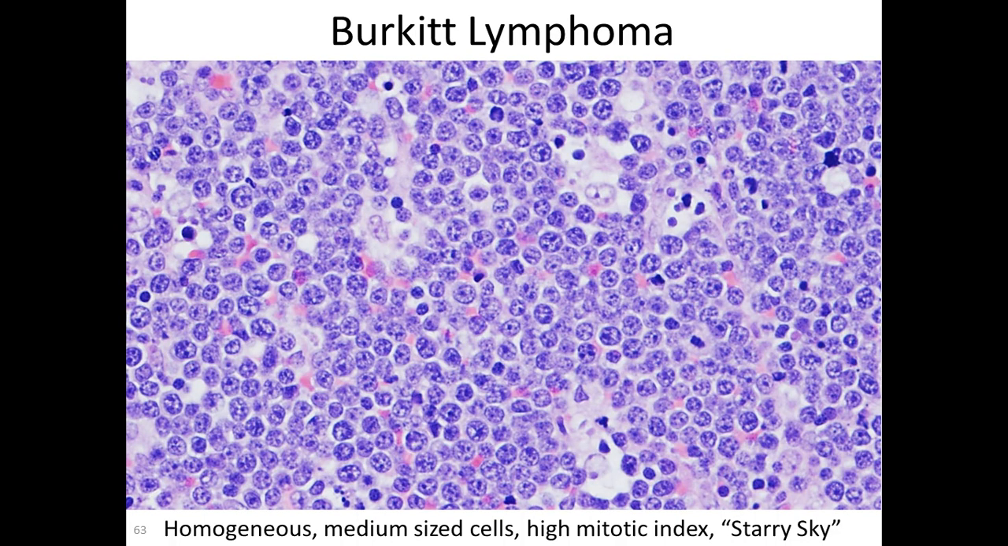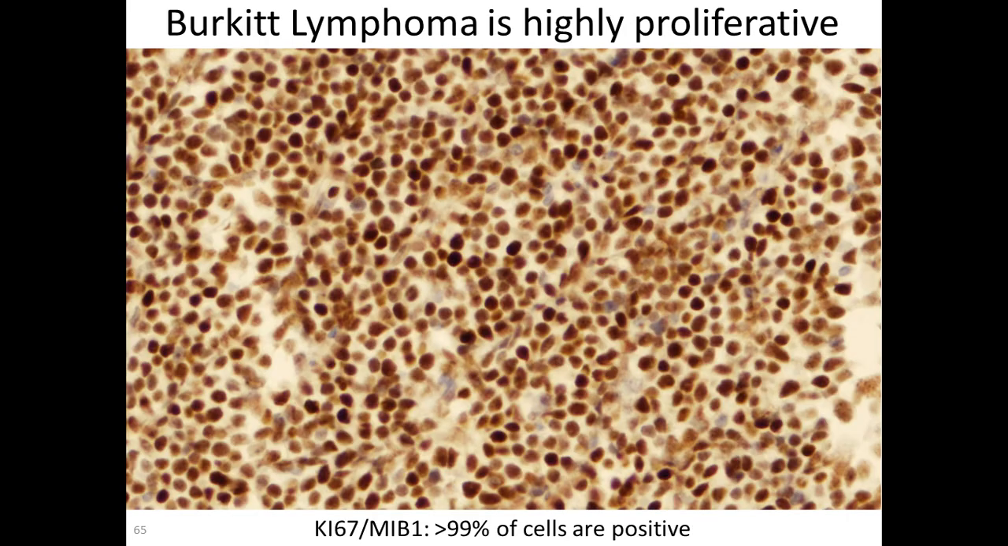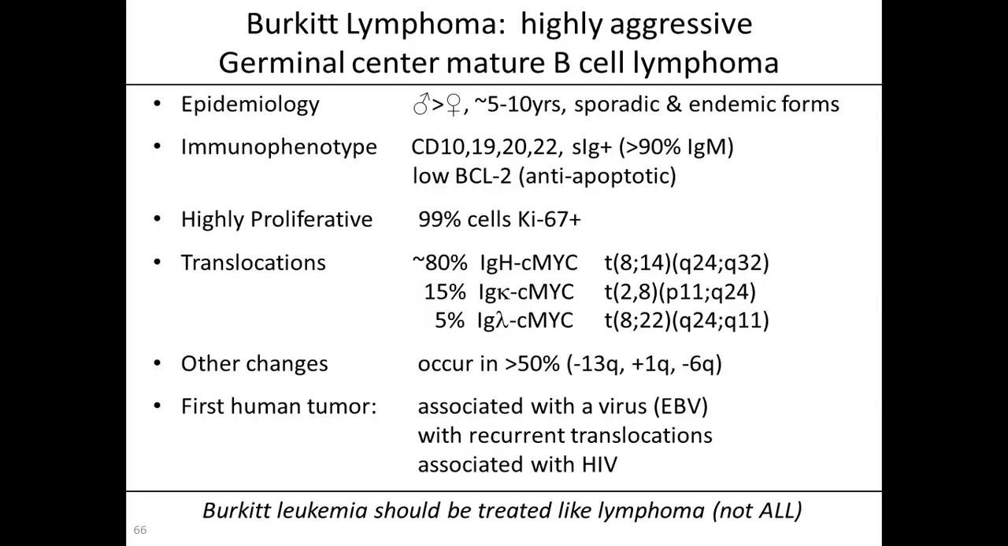Burkitt lymphoma, this is the classic Van Gogh starry sky. You can see sheets of round blue cells that are medium-sized. They have a high mitotic index, and then they've got these little stars in the sky where macrophages are eating apoptotic debris. This is Burkitt lymphoma in the bone marrow. Again, you see the stars in the skies. It's highly proliferative. This is MIB1 staining, and 99% of the cells are positive, so very aggressive. These can double overnight. And so Burkitt lymphoma is a highly aggressive germinal center mature B cell lymphoma.